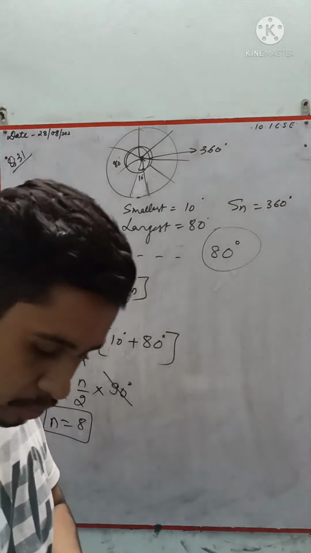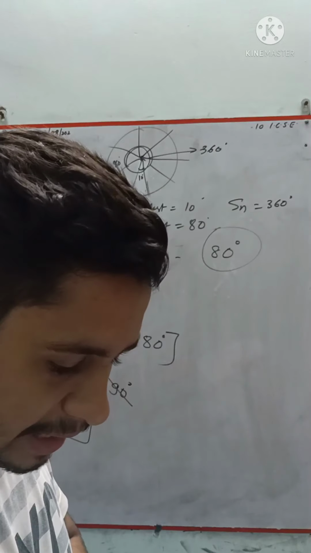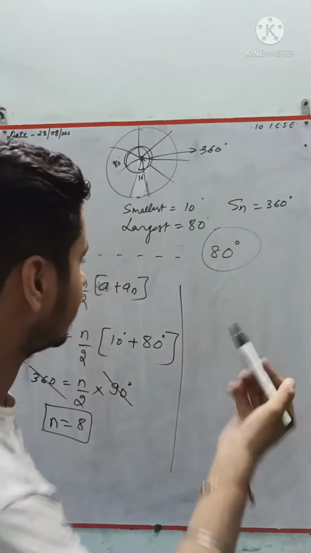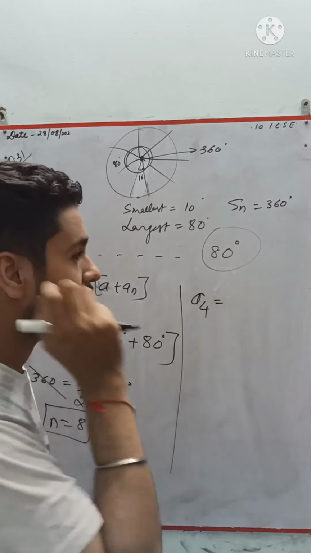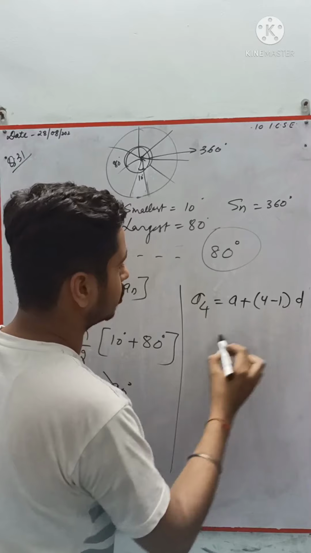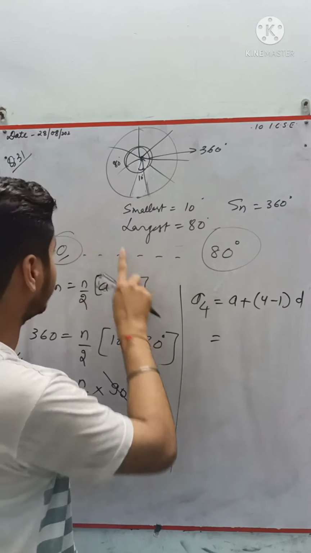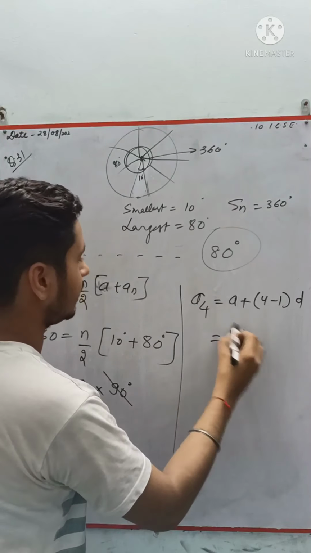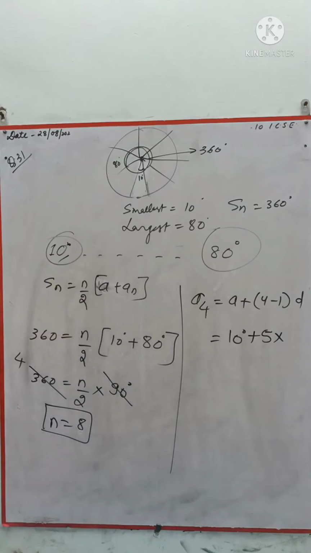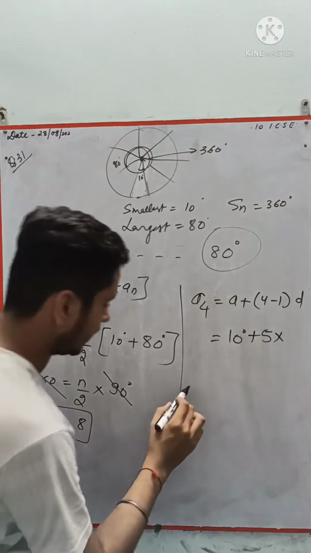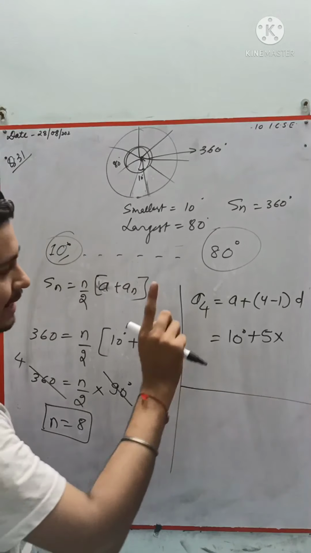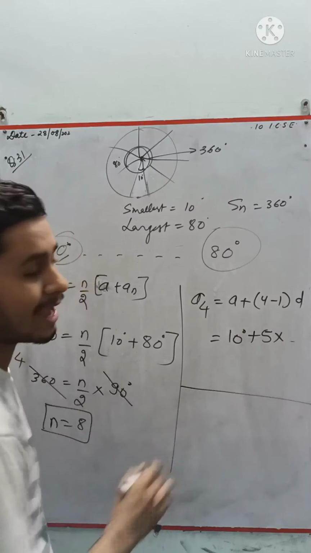Now they are asking for the angle in the fourth sector. What do you mean by the angle in the fourth sector? That is nothing but A4. A4 is a plus 4 minus 1 into d. What is a? 10 degree, plus 3 into d. We don't know d. Please hold it for some seconds, we need to find d first, because we don't know the value of d.